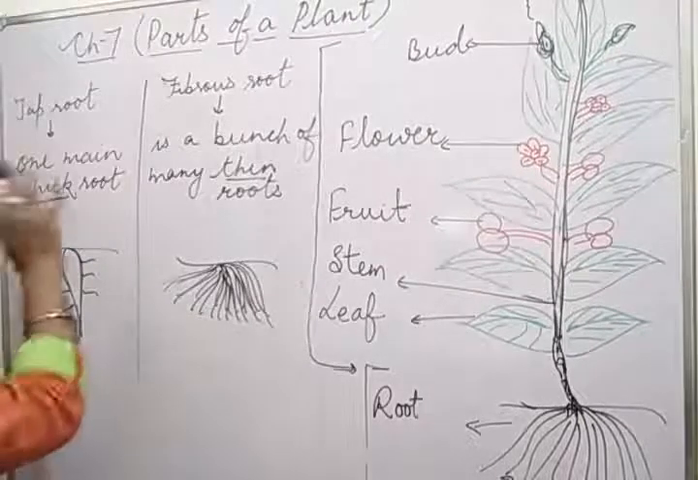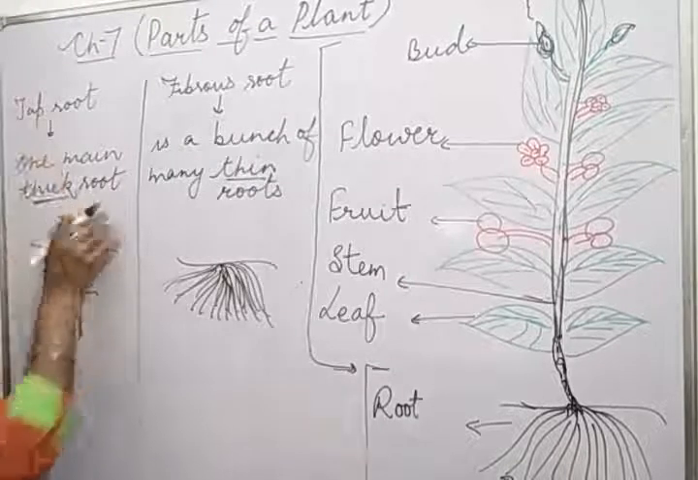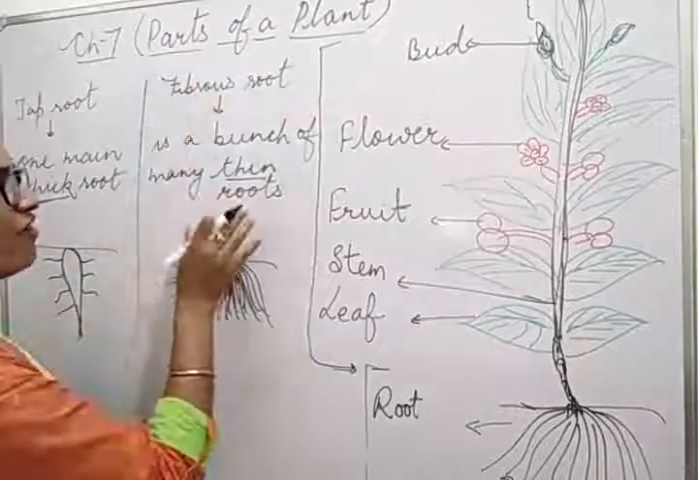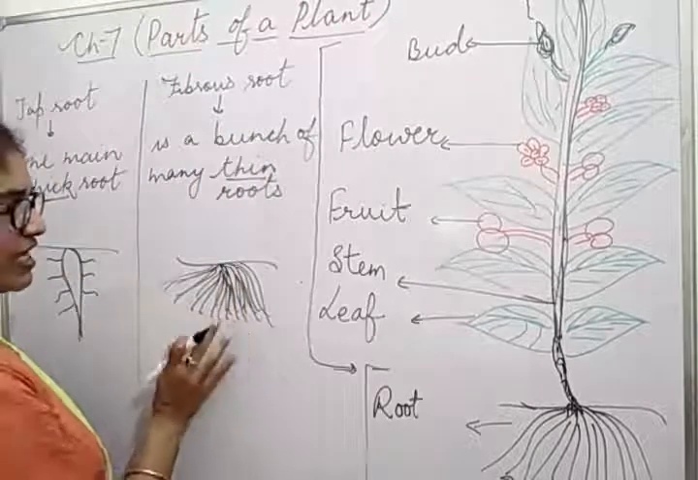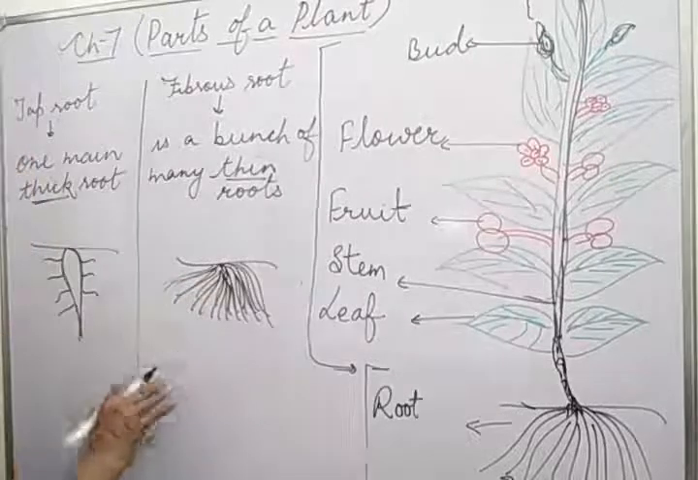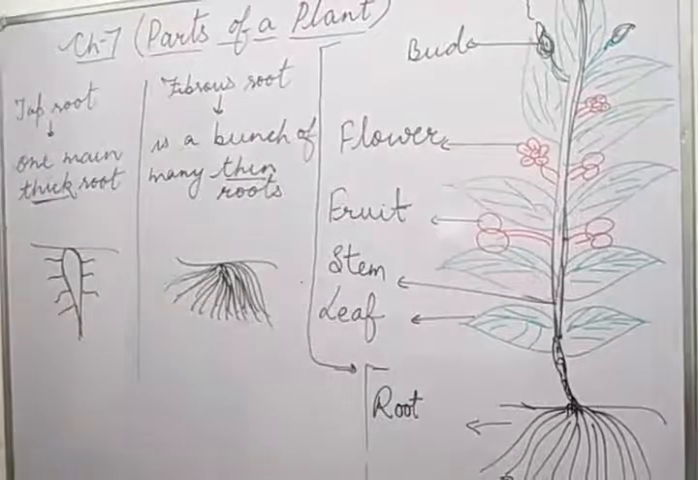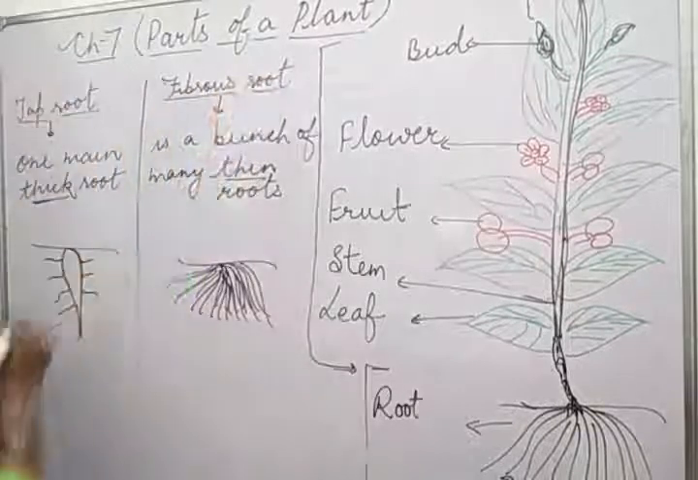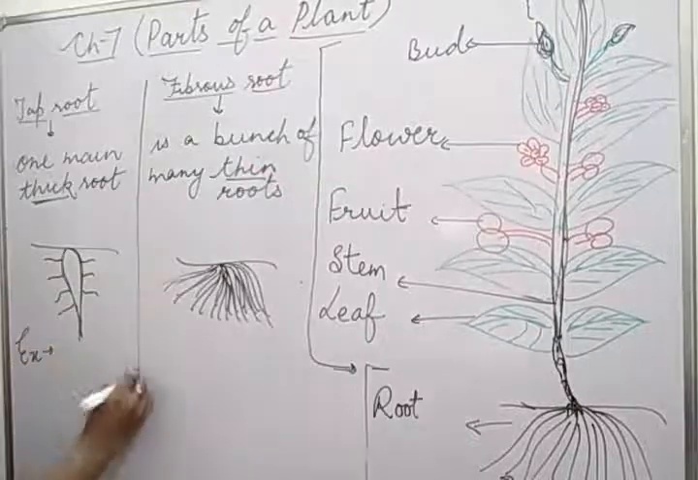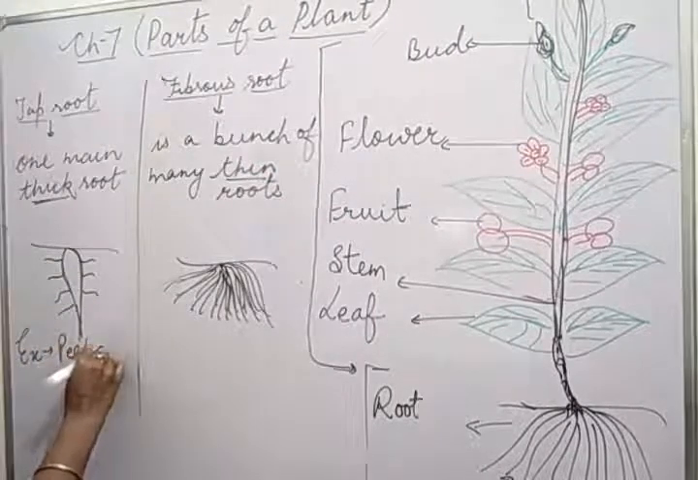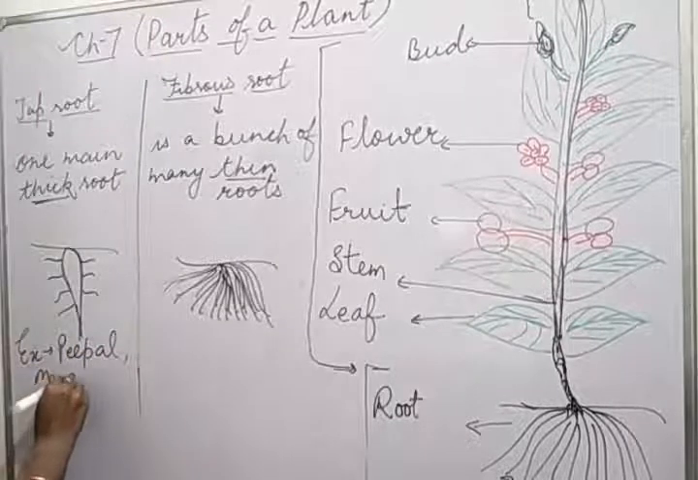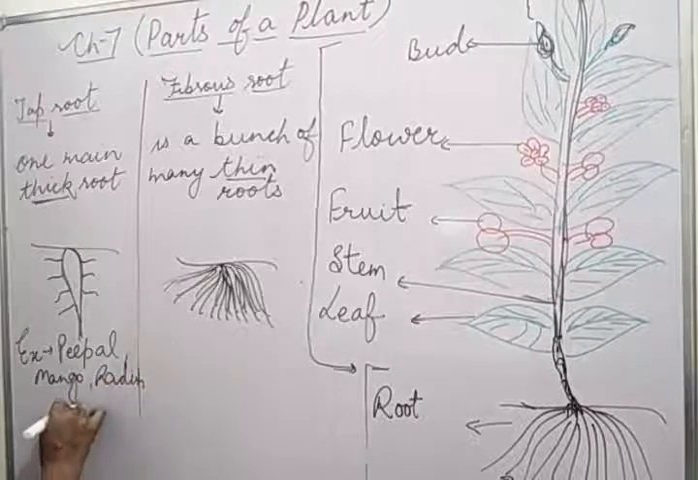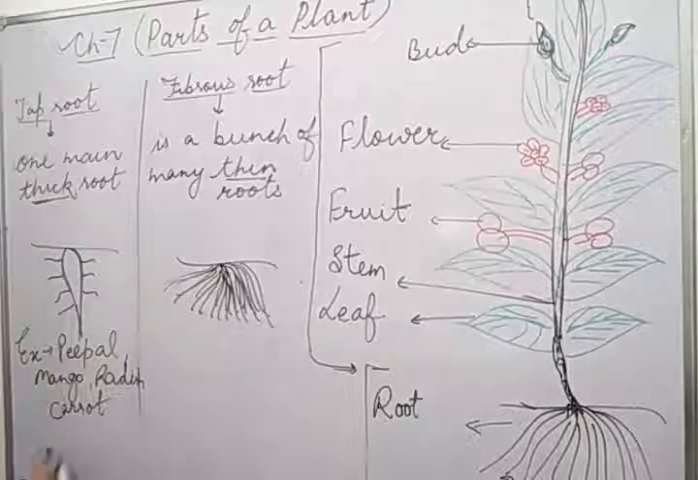Okay, so what is taproot? It has one main thick root that grows downwards, so that is called taproot. And fibrous root is a bunch of many kinds of thin roots which we can see like this. Now examples of taproot, अब हम लिखेंगे कि टैप रूट किन प्लांट्स में होते हैं, फाइब्रस रूट किनमें होते हैं. Examples of taproot like peepal, mango, radish, carrot. ये tap root के examples हैं.